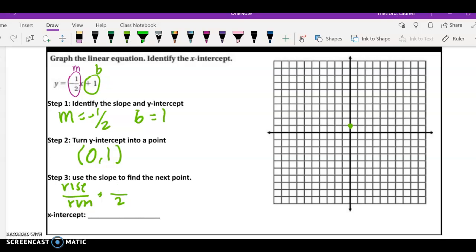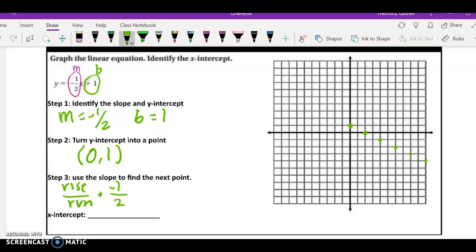If you move it to the bottom, then it's like you have to go to the left. And I can show you both ways here in a second. So I look at it as negative 1 over 2. So I drop down 1 and I go over 2. Down 1 over 2.